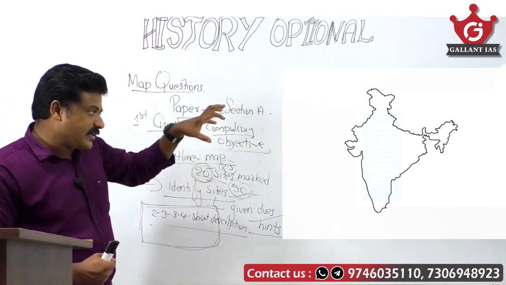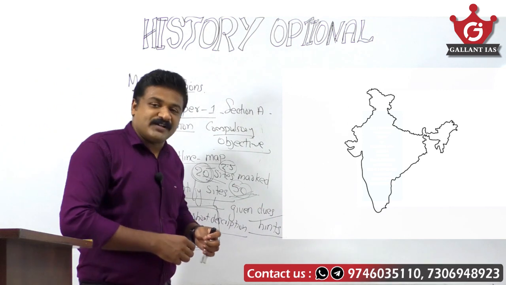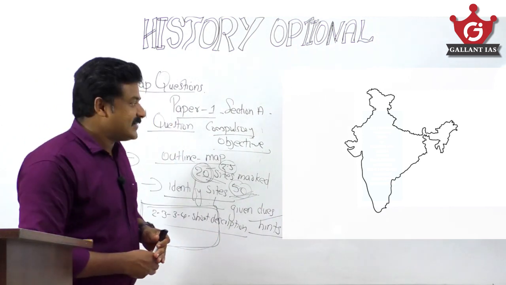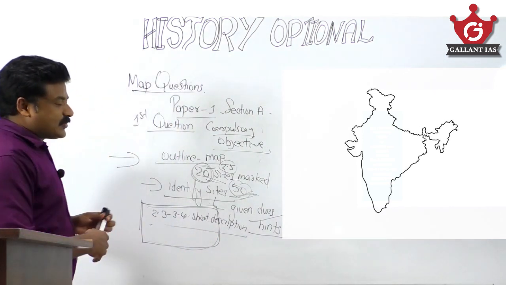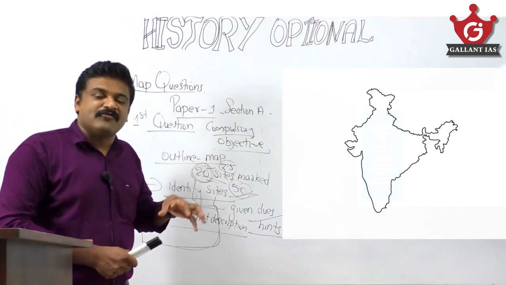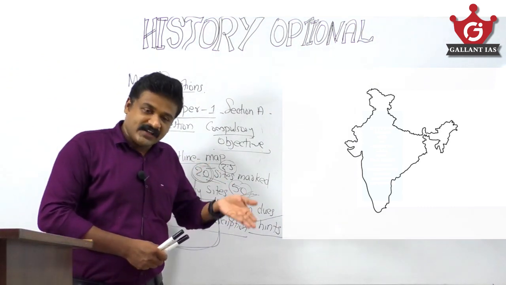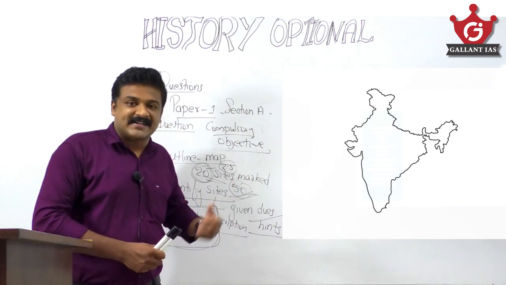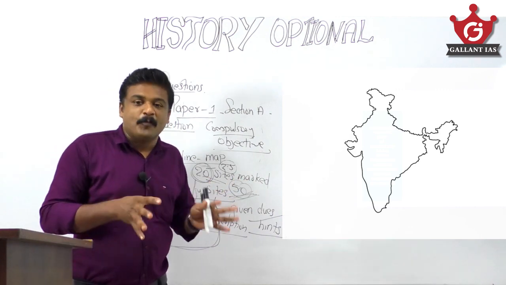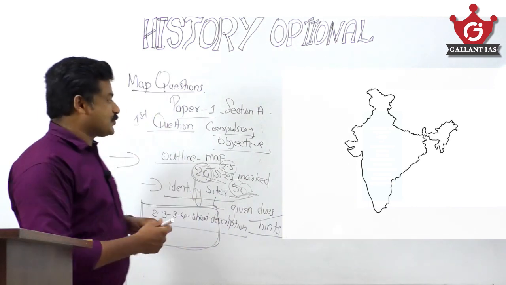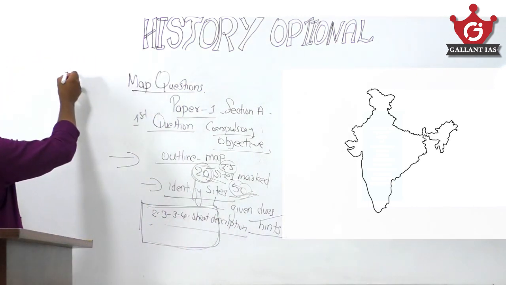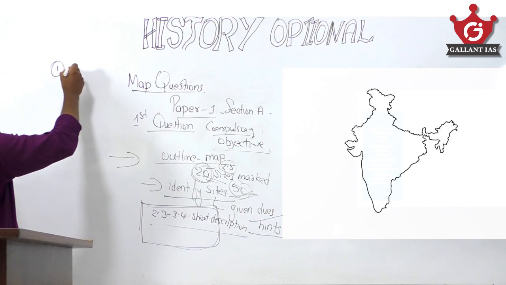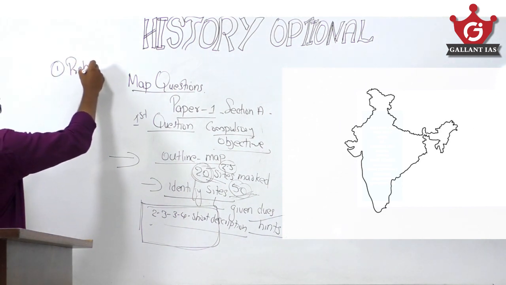Coming to the map, let me tell you, they ask different kinds of sites. These are sites you have to study for your prelims examination too. In match the pair type or statement type questions, they ask about this kind of popular sites in the prelims examination also. So some popular sites are like this. They may ask you some prehistoric sites.